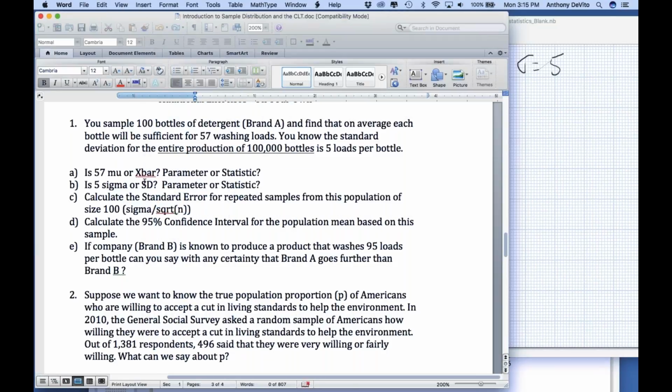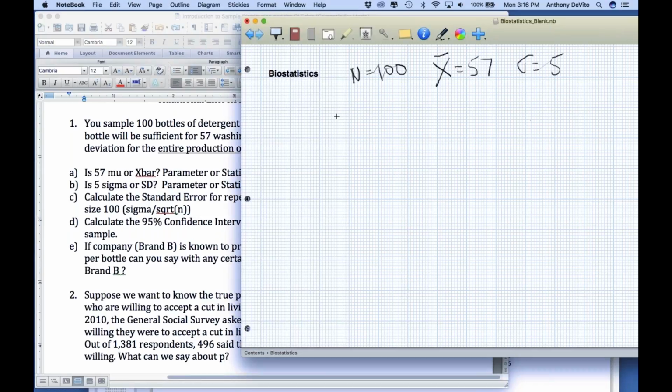Okay, so let's go back and look at this problem. Is 57 mu or X bar? I kind of gave that away already, right? What is it? X bar, exactly. It's a statistic, not a parameter. Is 5 sigma or SD? Sigma, right? It's a parameter, not a statistic in this case, because it's been told to us. We didn't calculate that. Calculate the standard error for repeated samples from this population of size 100. Okay, what would the standard error be equal to? How do we calculate standard error again? Standard error is equal to, what's that? Sigma divided by the square root of n. So that sigma is 5 divided by the square root of 100, which is equal to 0.5. Our standard error is equal to 0.5.